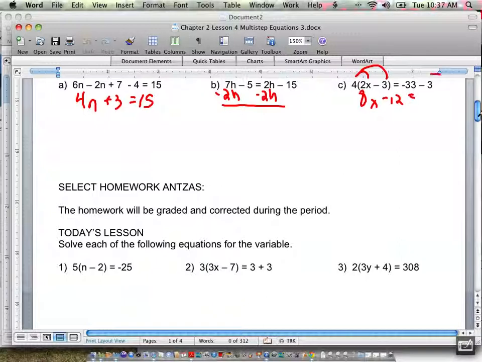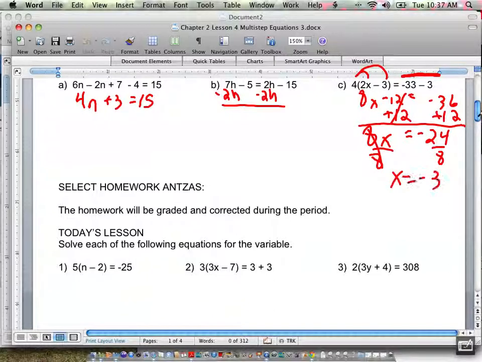Equals, now, this is the same side deal here, guys. What is 33 negatives and 3 more negatives? 36 negatives. Very good. Now it looks like the two-stepper, and I can proceed. This is where we send in the ground troops. 8x equals negative 24. Divide by 8. X is negative 3. Any questions on that?